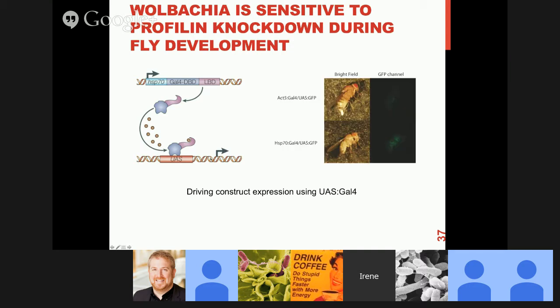What I'm showing you here are 2 different fly stocks that we generated, one driving GFP using Actin as a driver. So this is something that is expressed at all times and is generally in all tissues of the host. I hope you can see this GFP channel here where you see some green in this female. And then I'm also showing you that we can drive expression using the HSP70 GAL4 driver. So we have HSP70, which is the heat shock protein, driving expression of GFP as well.